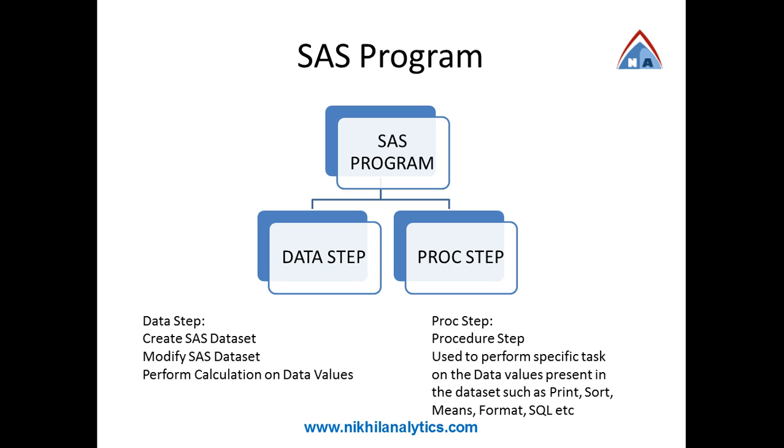Next, we come to the different components of SAS. The whole SAS program that we are going to write is divided into 2 major components. These components are known as the data step and the proc step. The data step is used to create a SAS data set or to modify a SAS data set. It is used to perform some sort of calculations on the data values. The data step starts with a keyword called data.